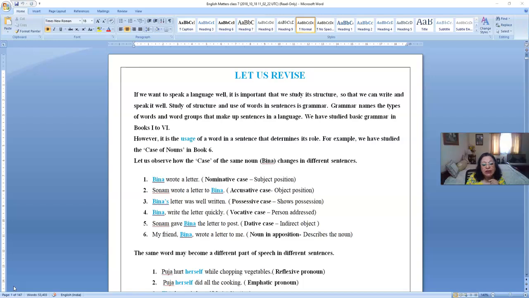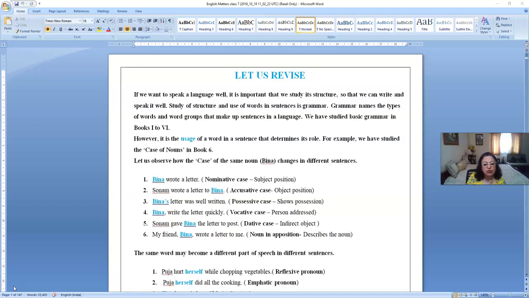Okay. The third is, Bina's letter was well written. So, Bina's is apostrophe S. That means the letter belonging to Bina. That means who possesses the letter? Bina. So, Bina now is in the possessive case. It shows possession. Bina, write the letter quickly. Now, I am addressing Bina. You. So, since I am addressing Bina, the noun, when it is the person addressed, is said to be in the vocative case.